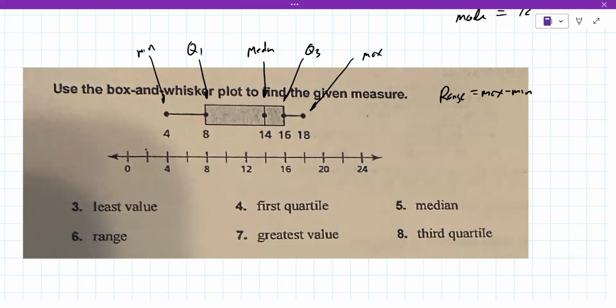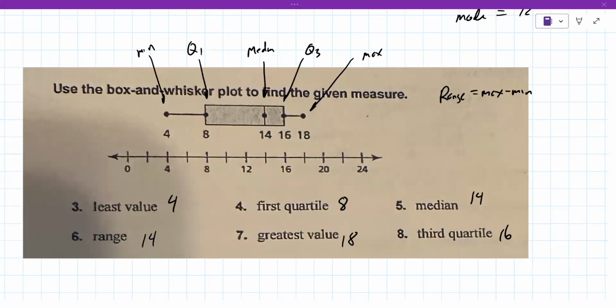So 3 is 4, 4 is 8, 5 is 14, 6 is 14, 7 is 18, and 8 is 16. Yeah, the language isn't great. I guess they are implying that's Q1. Sometimes they say the first 25%, and you just want to be careful that it actually is a number, not a range. But yeah, good job on that. So you're doing great here.